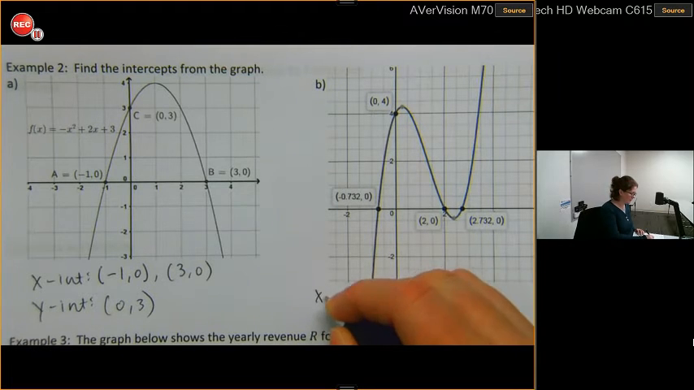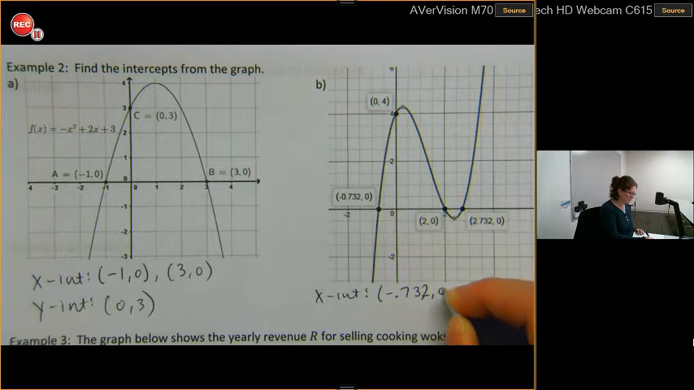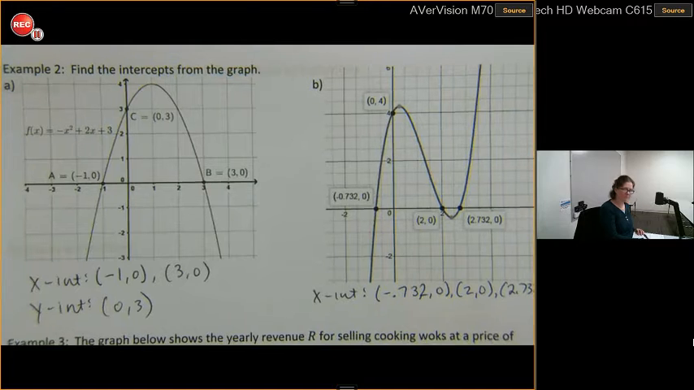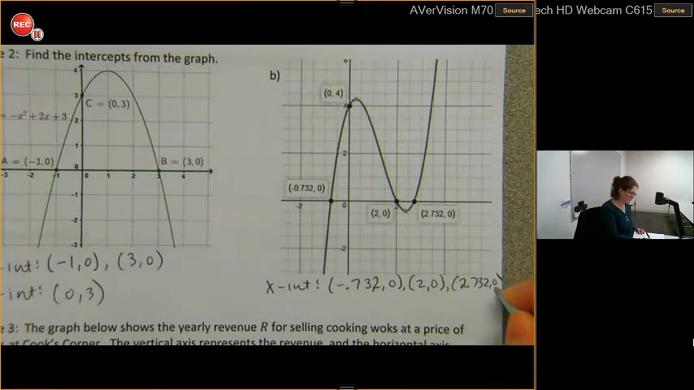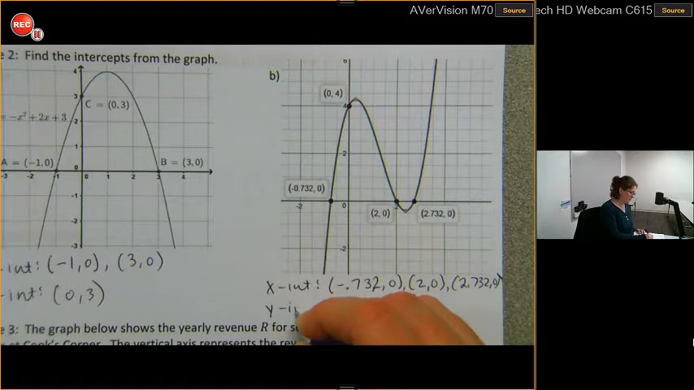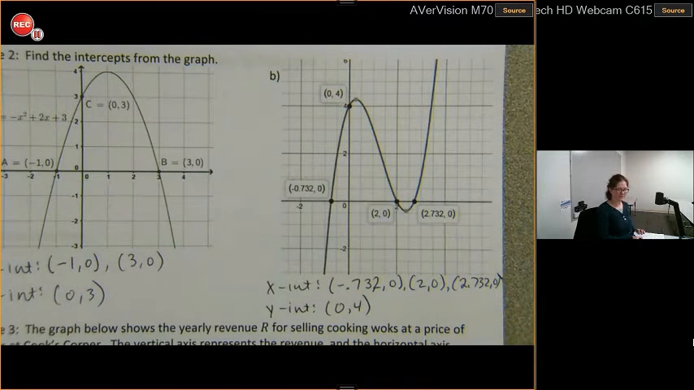On part B, there are 3 places that I cross the x-axis. And 1 point where I cross the y-axis.